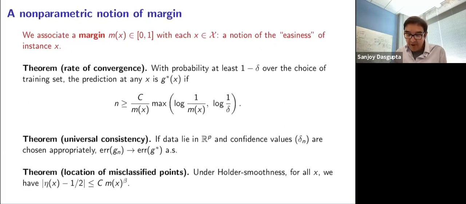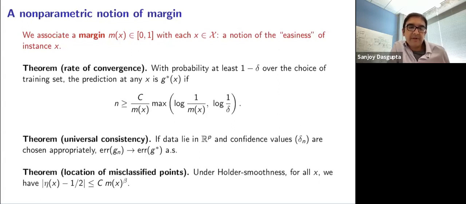And if you have smoothness, then you can show that the difficult points, that is the points with very small margin, are in fact the points that are very, very close to the decision boundary. And that's one way of thinking about the errors being localized. Okay. And so this is the denoising scheme we used.